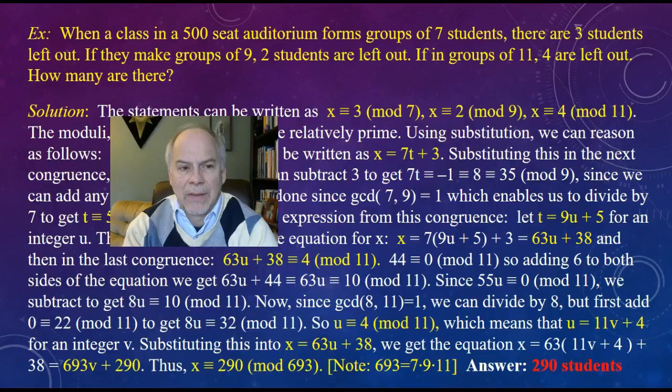Okay? Because we could always add another mod to get another solution. And the mod is 693 here. All right? But because the auditorium can only seat 500 and not 983 students, then we only have one solution to this. Okay?